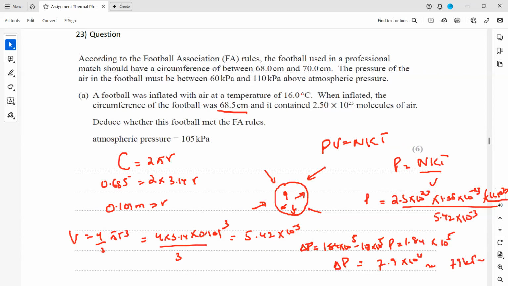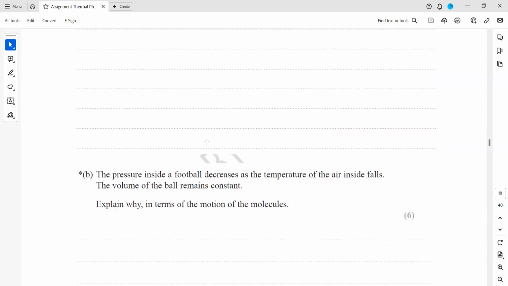And according to FA rules, the pressure of air in the football must be between 60 kilopascal and 110 kilopascal above the atmosphere. So it is 79 kilopascal above the atmosphere. So this football is within the FA rules. The pressure in the football is within the FA rule.